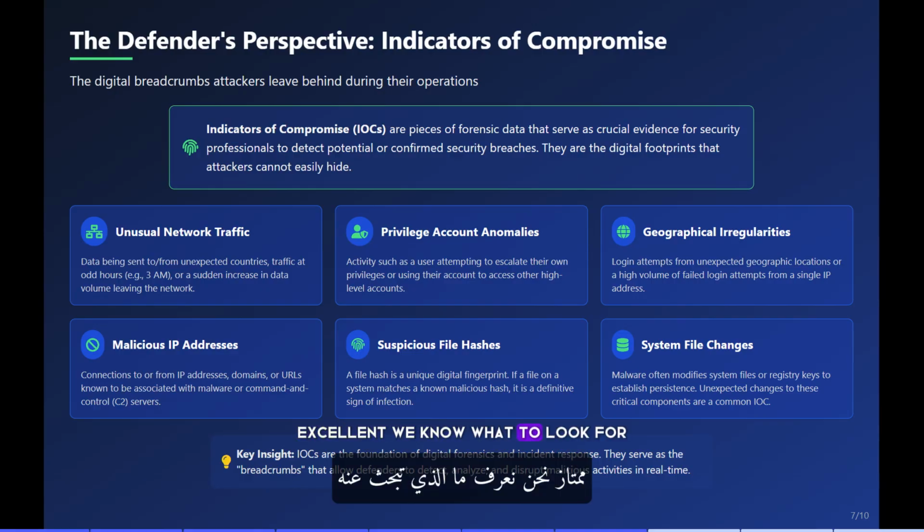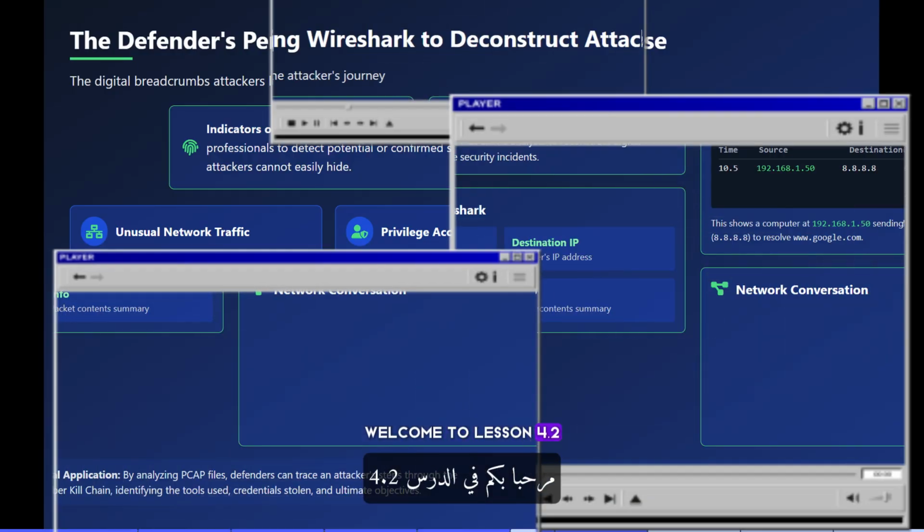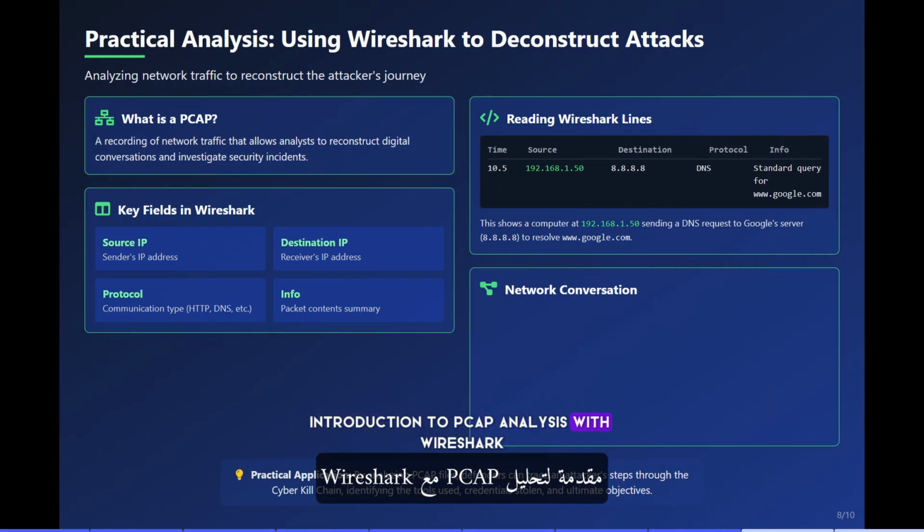Excellent. We know what to look for. Next, we'll learn about the tool we use to find these breadcrumbs. Welcome to Lesson 4.2, Introduction to PCAP Analysis with Wireshark.